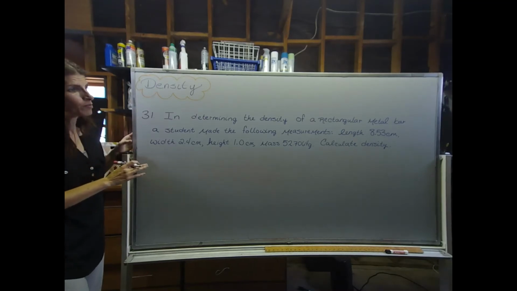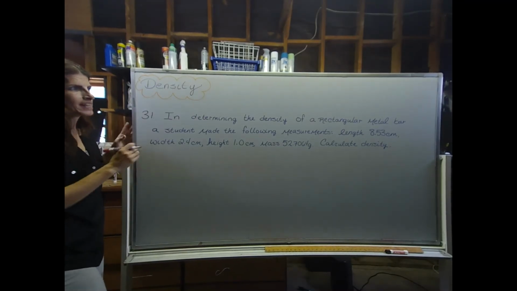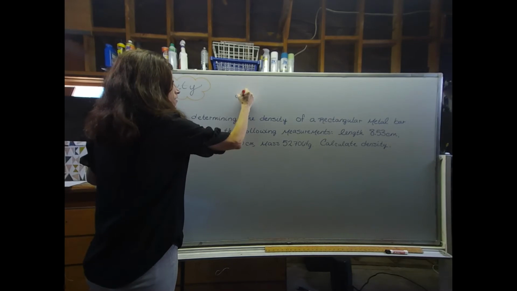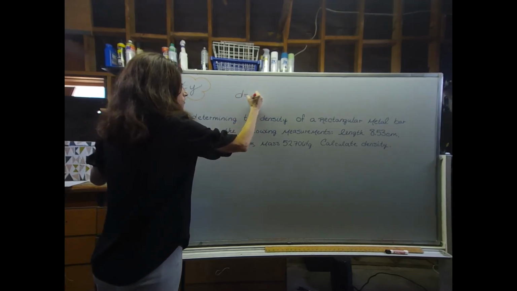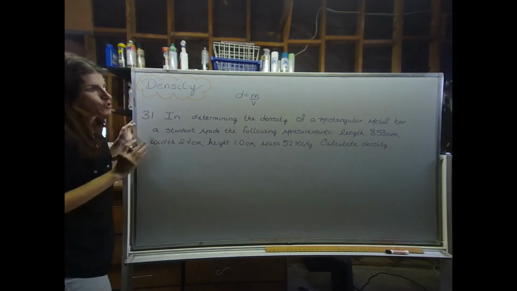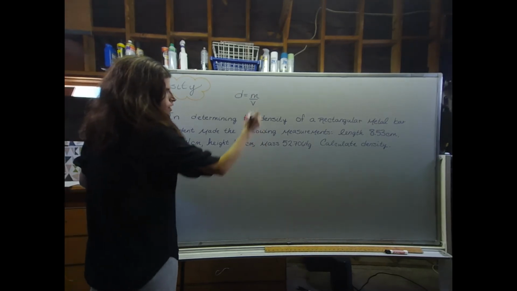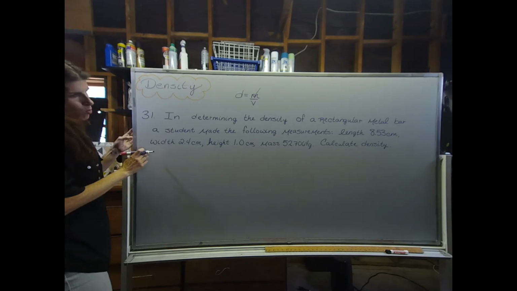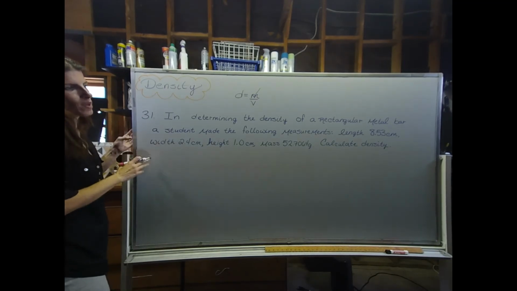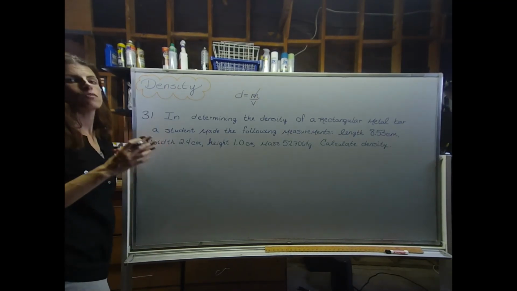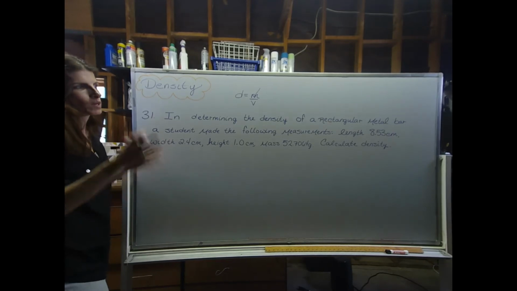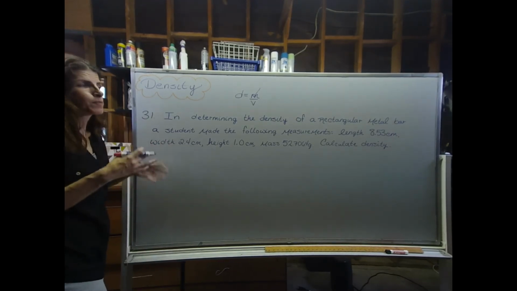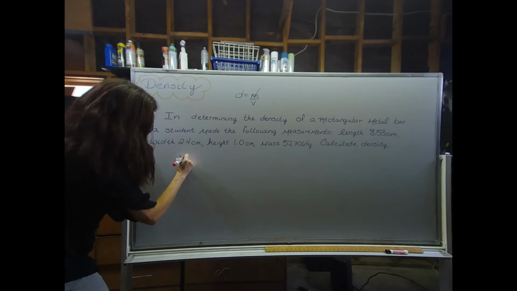So in this problem, we have a lot going on. We're asked to calculate density, and we know that density equals mass over volume. The student measured the mass directly, so we're good to go with mass. However, with the volume, we're given the length, width, and height of a rectangular metal bar. So we're going to have to take a second step here and calculate volume first.